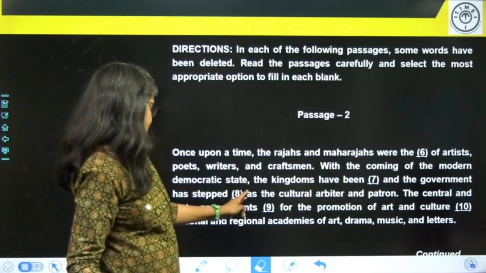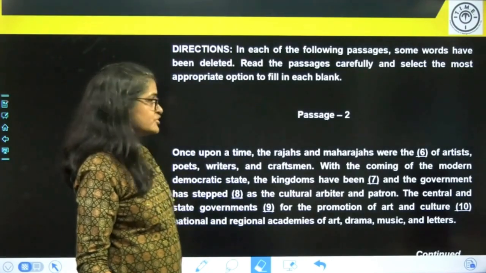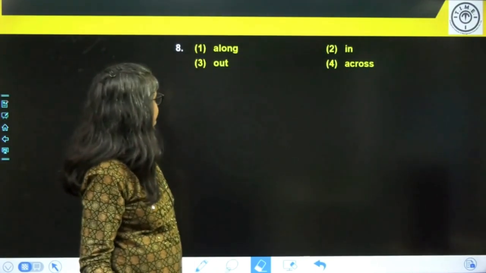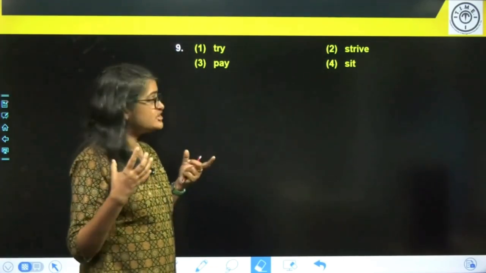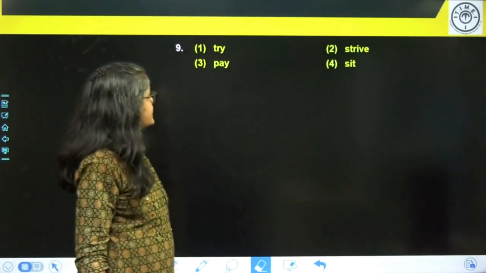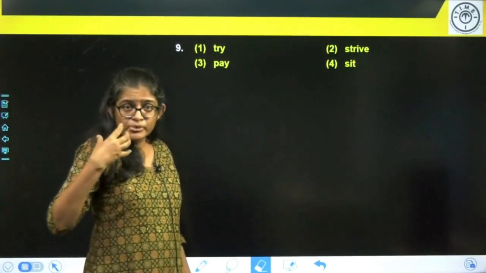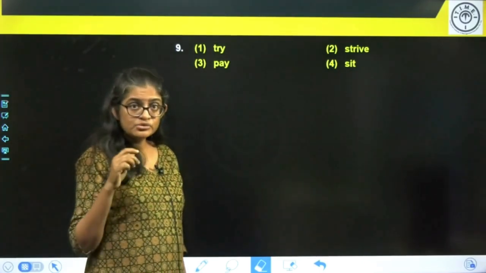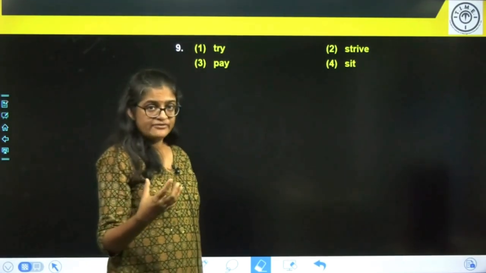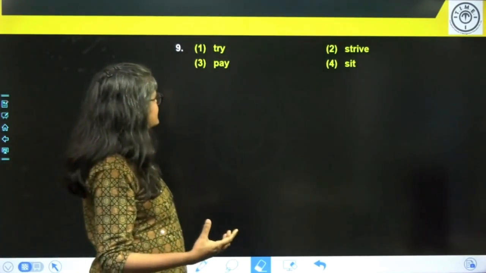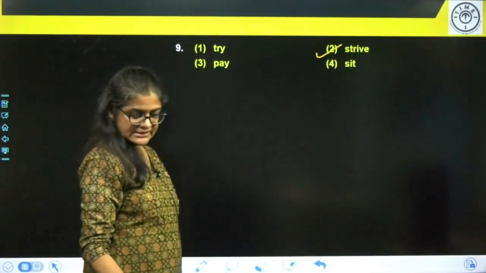Ninth blank. Let's find the ninth blank. The central and state governments dash for the promotion of art and culture. Dash for. What do? They strive for the promotion of art and culture. Try for, no. You try for something. This is more than just try, right? When you try hard to achieve a goal, it is called strive, not try for, okay? Pay and sit don't make any sense here. So, strive is the right answer.